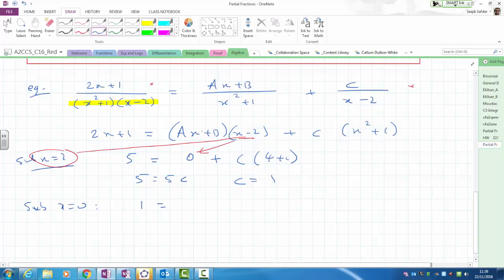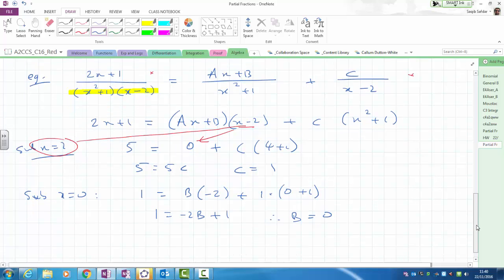You get 1 equals, so we've selected in 0 to get rid of the a, so you've got b times minus 2, plus we know c is 1, so 1 times 0 plus 1. And so you've got 1 equals minus 2b plus 1, and therefore b equals 0. One take away 1 is 0, so b must be equal to 0. Is that okay?